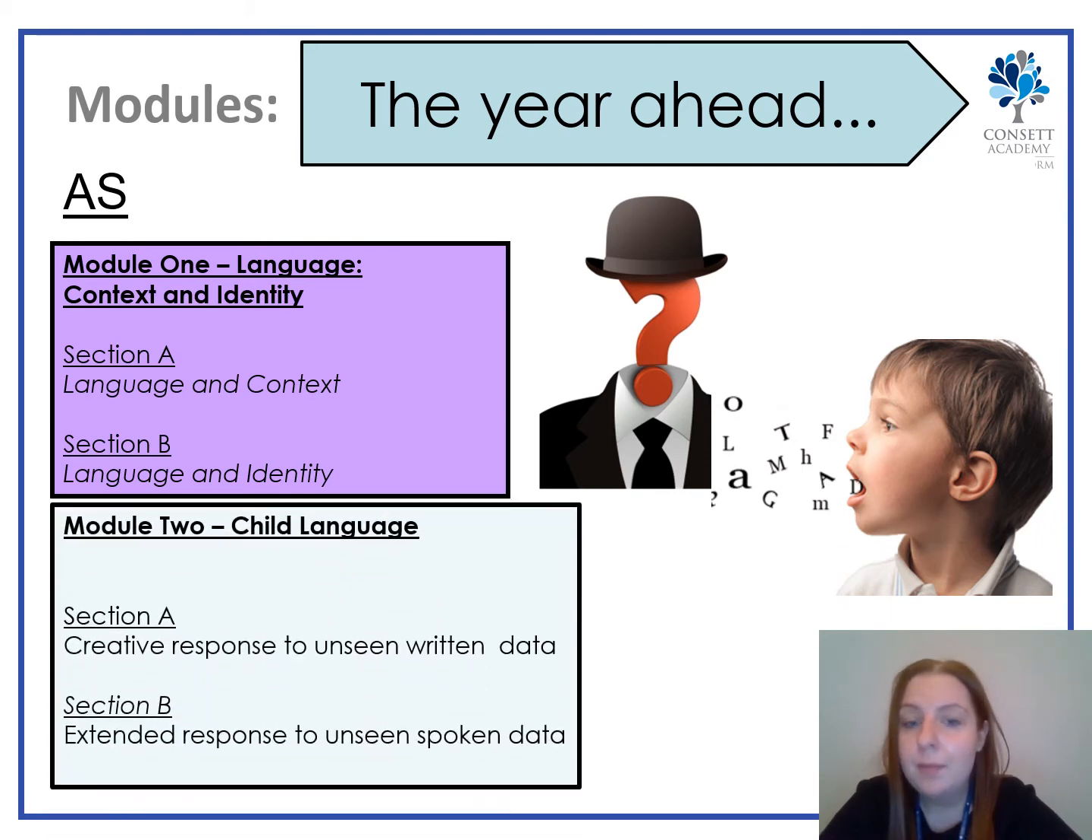We then look at perhaps the most exciting part of the course, which is child language acquisition. During this module, you study how children learn to read, how they learn to write, and how they learn to speak. You look at a full range of stages and approaches in relation to that. You will study particular theory and schools of thought in connection to child language acquisition.